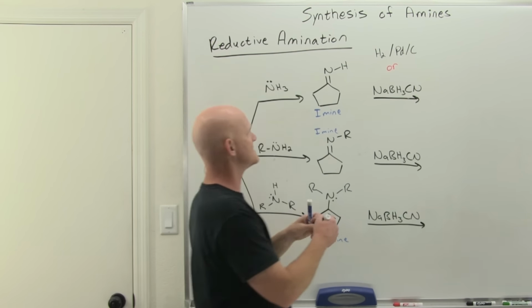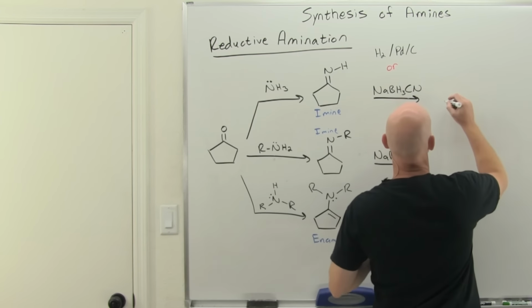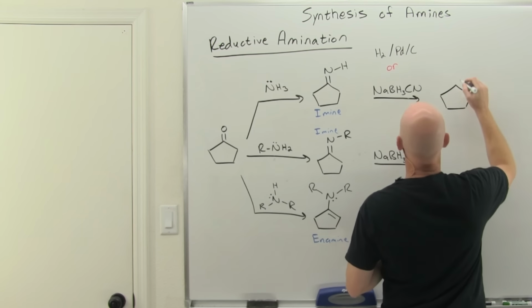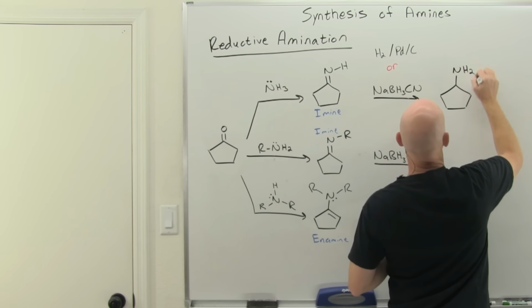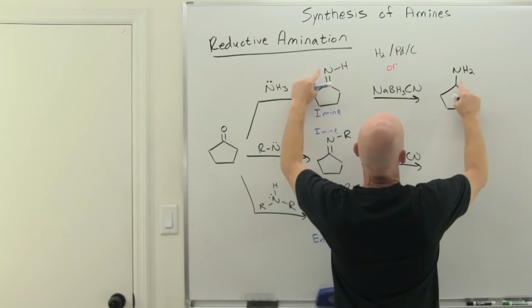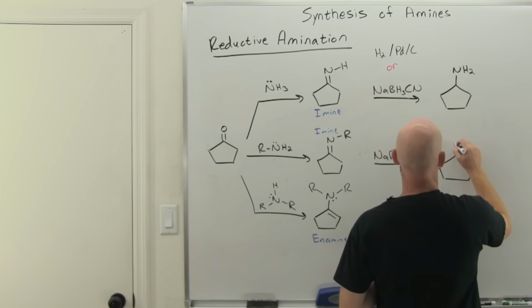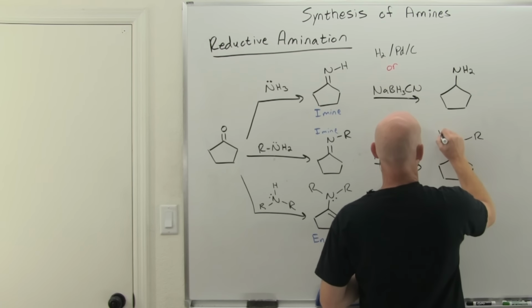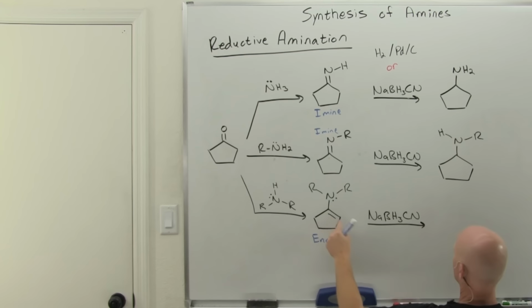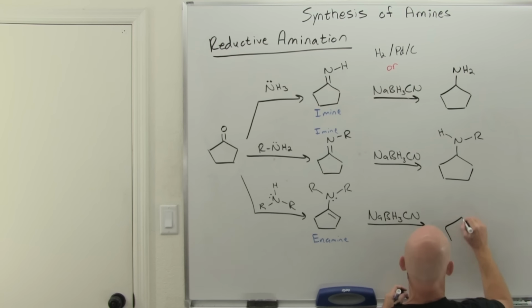In this case, you're going to reduce that carbon-nitrogen double bond to a carbon-nitrogen single bond. And so we've added a hydrogen to the carbon and a hydrogen to the nitrogen. Same thing when we started with the primary amine. And with the enamine, you'll just reduce the carbon-carbon double bond.